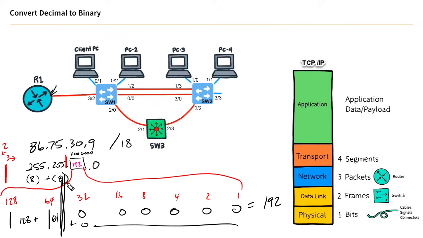So if we went to a computer and said, hey, Mr. Computer, your IP address on this interface is 86.75.30.9, and there's an 18-bit mask, we would implement that by doing 255, that's 16 bits of the mask, plus 192, which represents that the first 2 bits of that third octet are being used for the network and nothing after that.